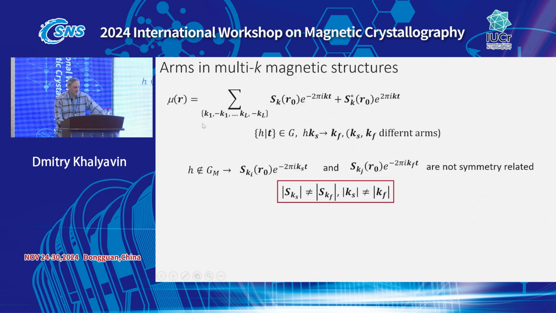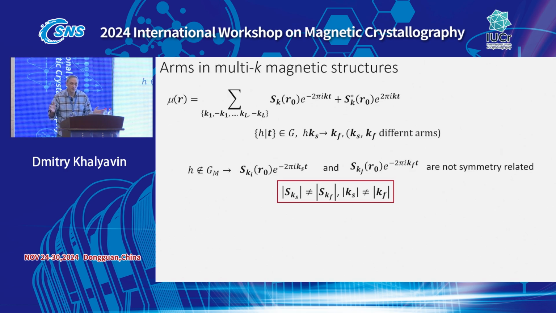As we discussed above, and it has been repeated many times here, the arms of the star are just symmetry-related Fourier components. They are related by a symmetry element of the paramagnetic space group. But what happens if our magnetic structure kills the symmetry element which interchanges the propagation vectors?